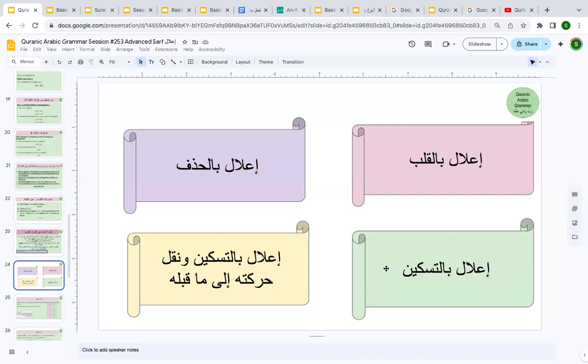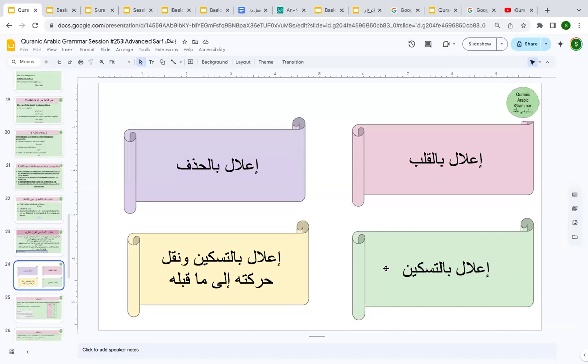In my original slide, you may see that I'lal happens bil qalb, bil hazf, and bil iskan or taskeen. Iskan or taskeen are interchangeable. Both are from the root letters seen, kaf, noon, and both mean to take a sakoon. Do you understand it? Iskan is to have a sakoon. Taskeen is to have a sakoon on a letter, right?